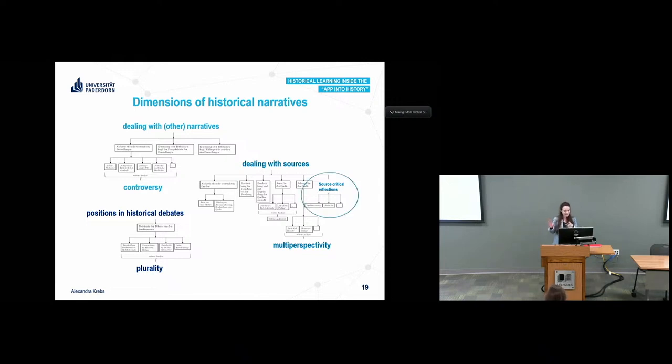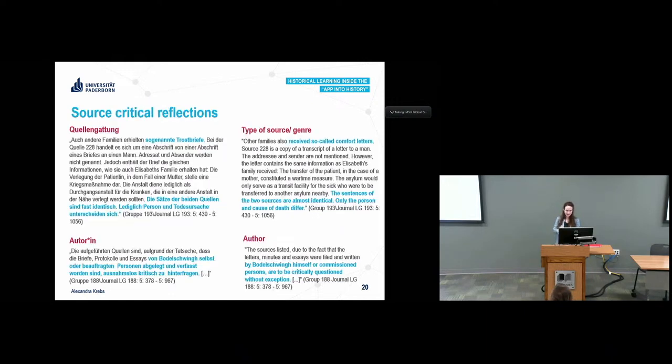Just as one insight, I want to show you one part of a narrative about historical source criticism. And there are also different types of it. One type is about the source or the genre. One group wrote, "Other families also received so-called comfort letters. Source 228 is a copy of a transcript of a letter to a man. The addressee and sender are not mentioned. However, the letter contains the same information as Elizabeth's family received. The transfer of the patient in the case of a mother constituted a wartime measure. The asylum would only serve as a transit facility for the sick who were to be transferred to another asylum nearby." And that is important.